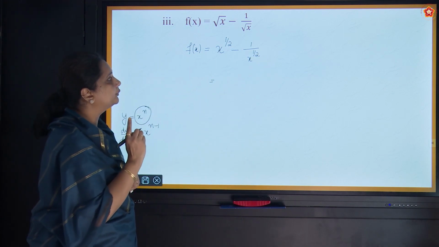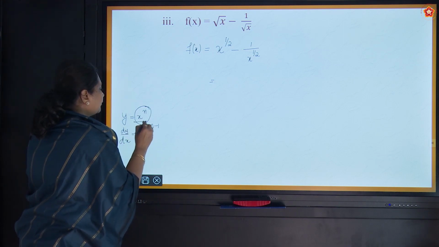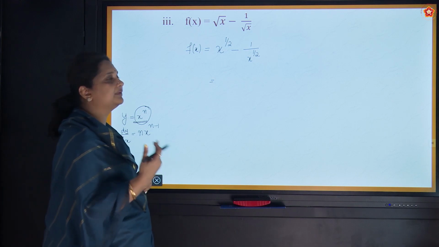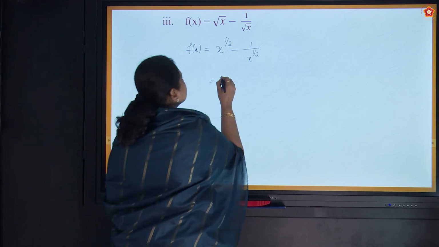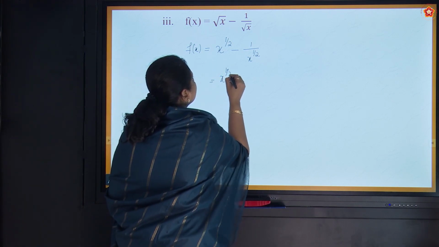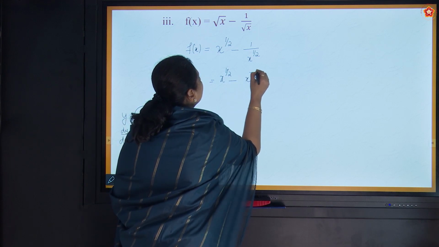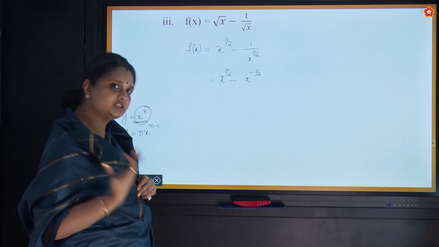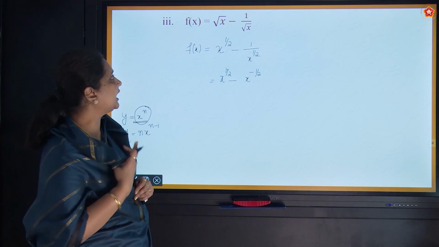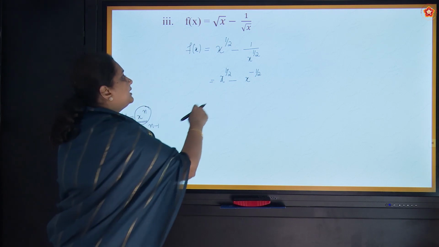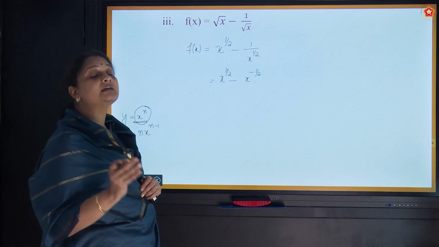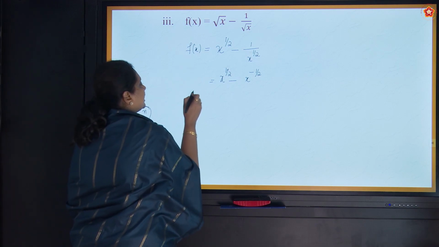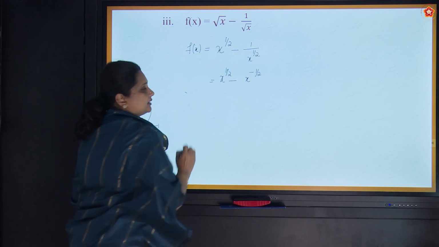And again, I'm going to rewrite it in this form because that's the best way for me to express when I have to differentiate. So this is x power half minus x power minus half. So the answers should have positive powers, but when I have a question, I need to express it of this form to make it easy for me to differentiate. So now f of x, I'm going to differentiate this with respect to x.